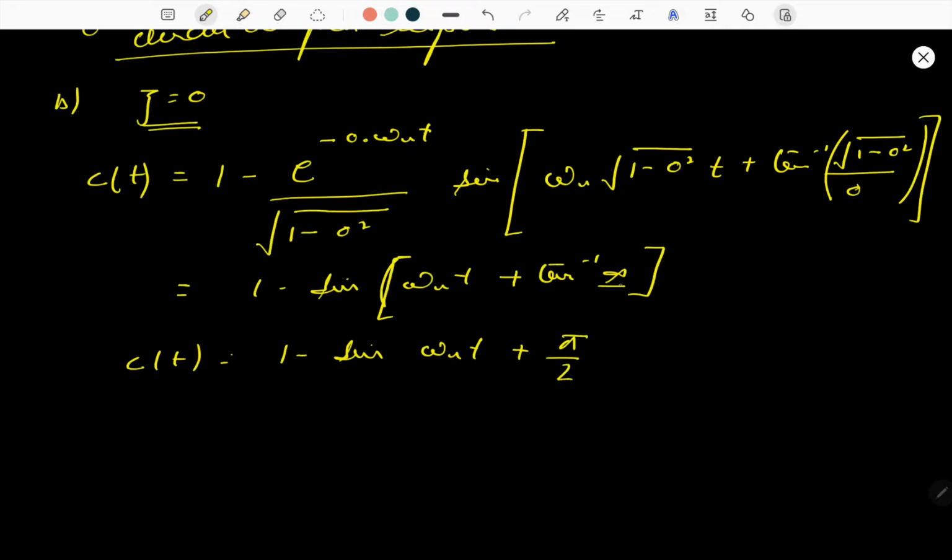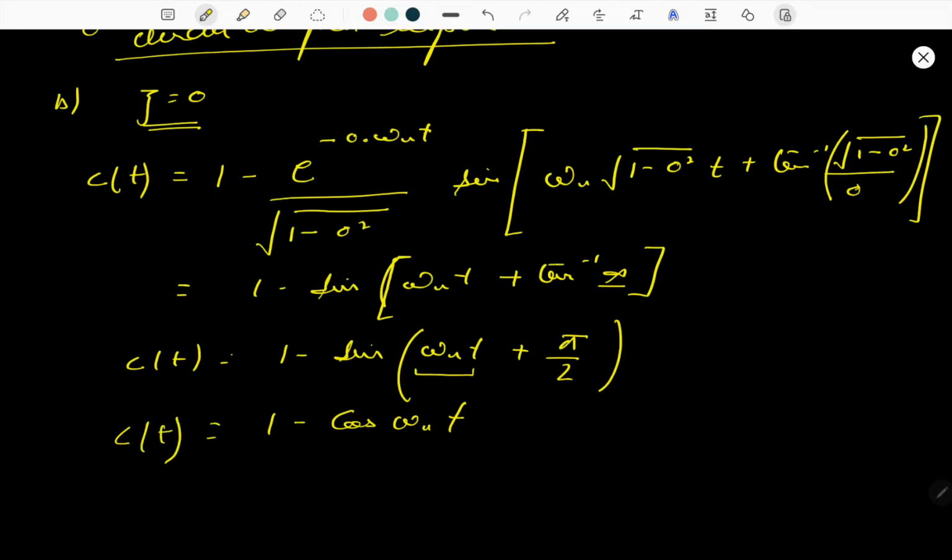So the value of tan inverse infinity should be equal to pi by 2. Tan theta is equal to infinity at the value of 90 degrees. So this is what we will have. Sine(omega n t plus 90 degrees), meaning sine(90 plus theta) is equal to cos theta. So 1 minus cos omega n t. Okay, so C(t) is this.